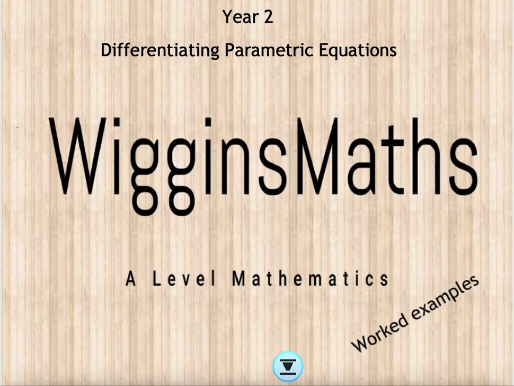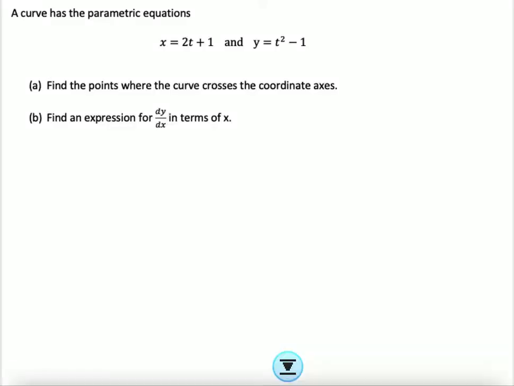In this video we're going to be looking at problems involving differentiating parametric equations. Okay, so let's go for it. The first question I wanted to look at here is part A. It's a very common exam question where you're asked to find the coordinates of where it crosses the axes, the y-axis and the x-axis. So let's have a look at this one to begin with.